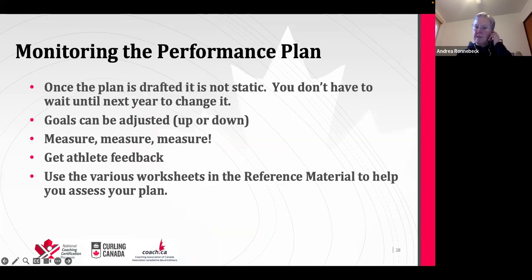Once the plan is drafted, it's not static. You don't have to wait until next year to change it. You can, if you achieve a goal, maybe your goal was only provincials.